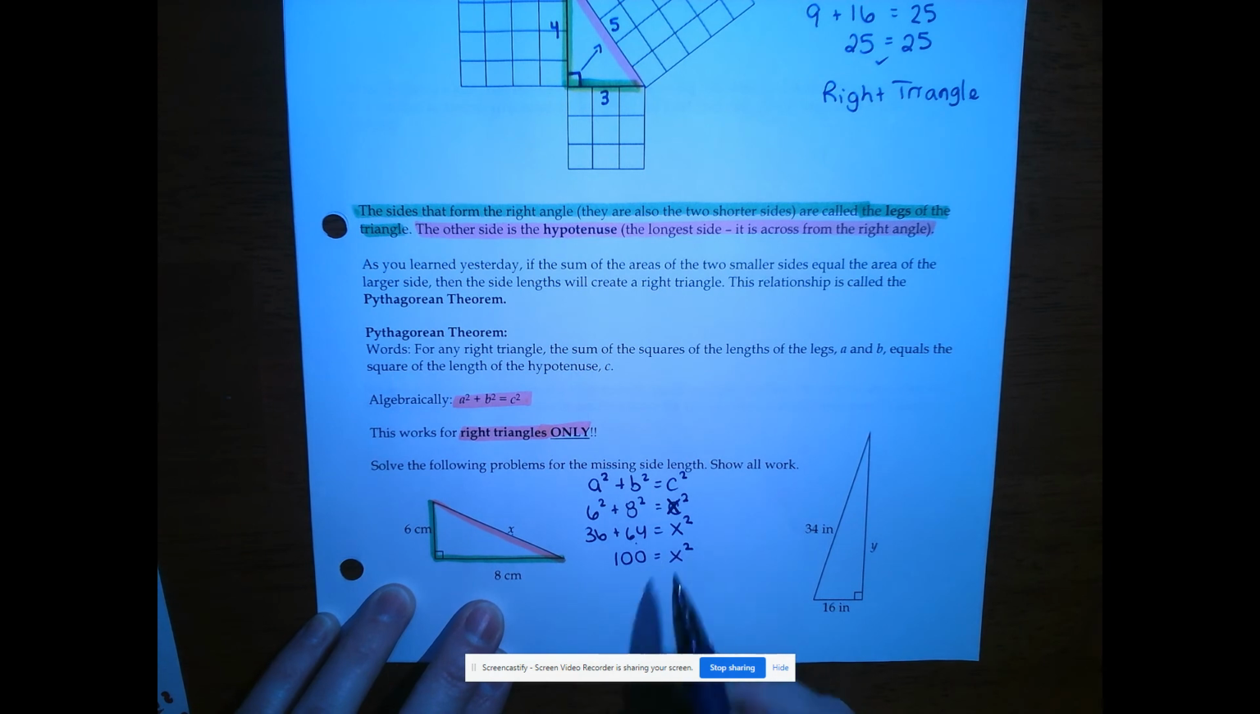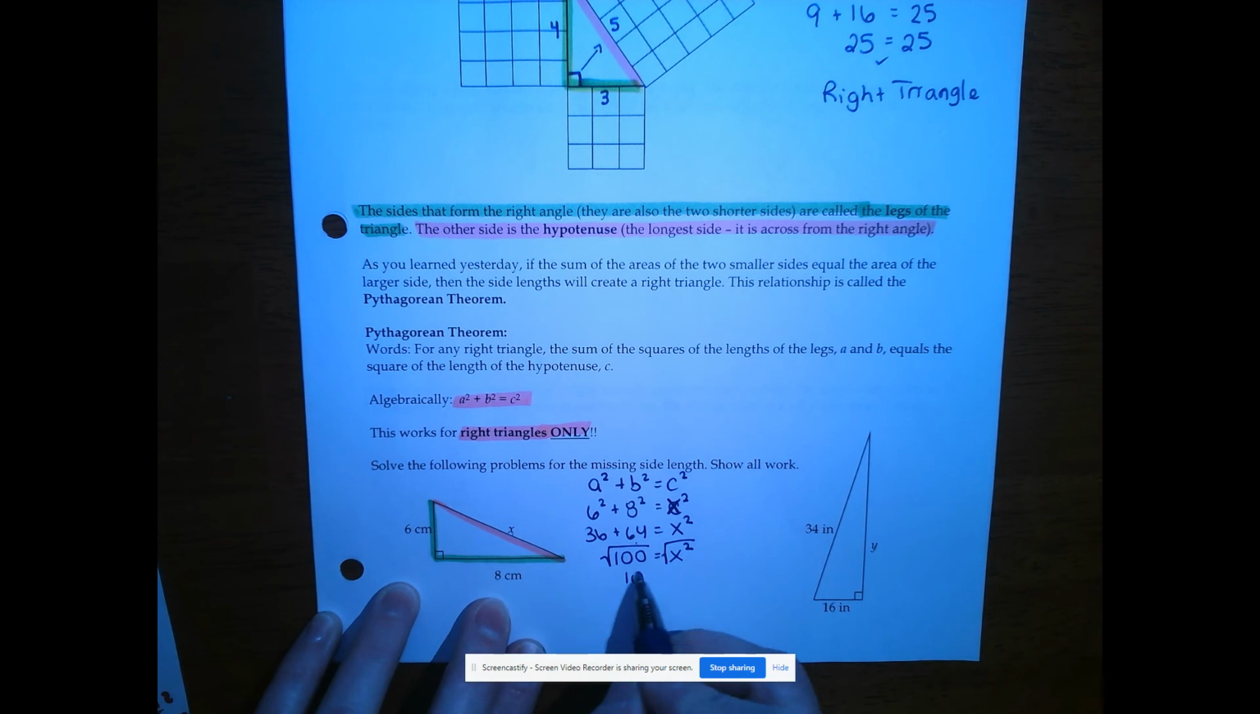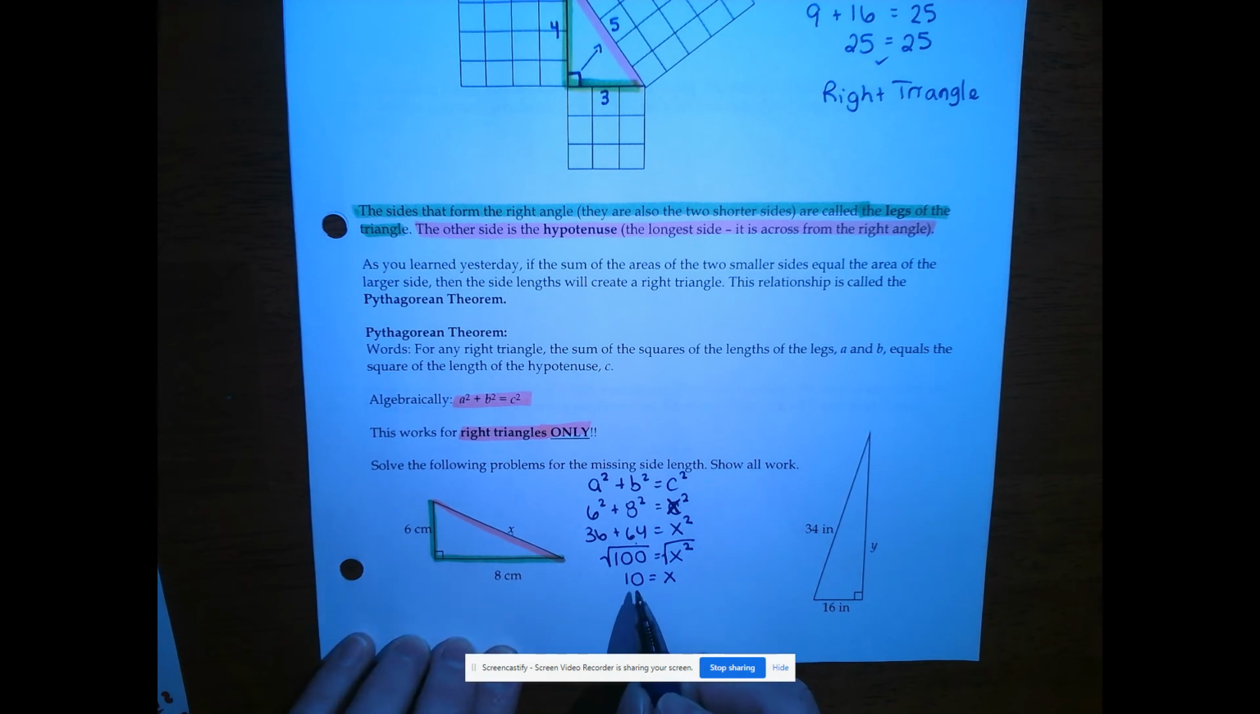So we have one step left. What is the inverse of squaring? X squared is what we see on the paper. So we're going to use the inverse, which is to square root both sides of the equation. And we're going to get 10 equals x. Because it is a length, I'm only going to use 10, not worry about the negative 10.